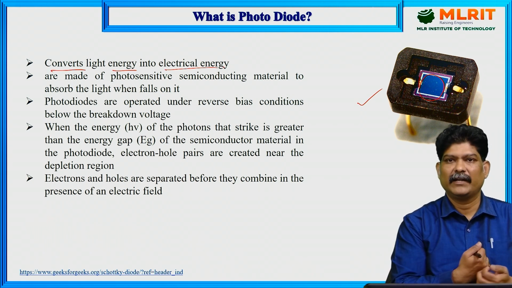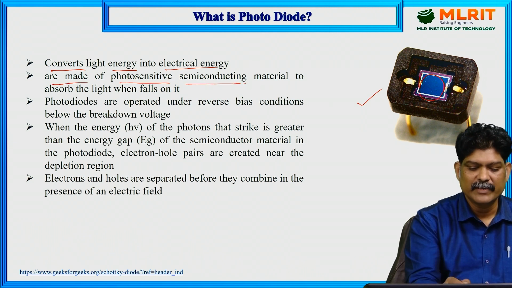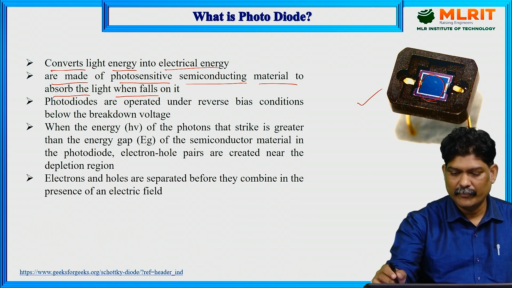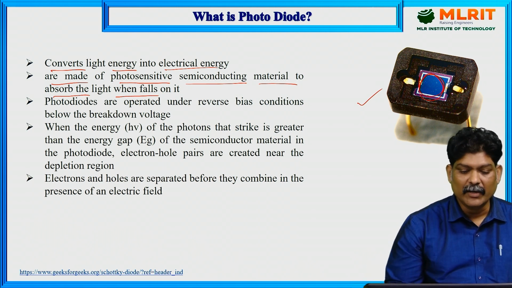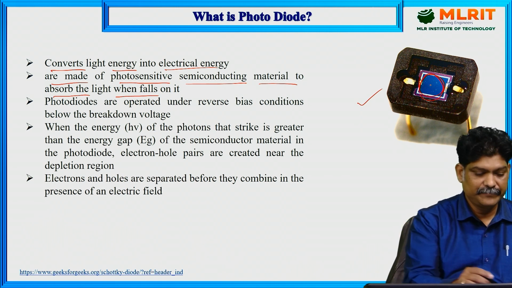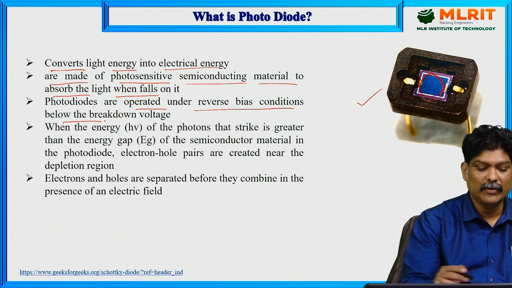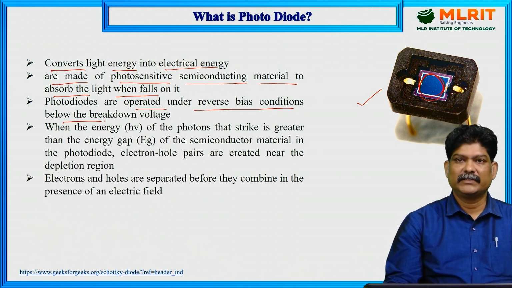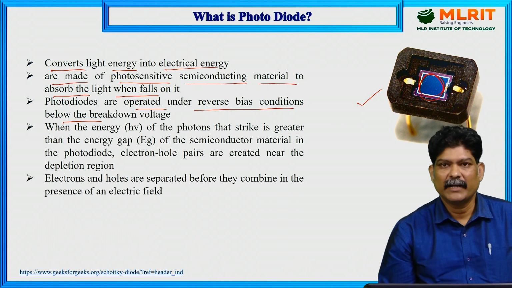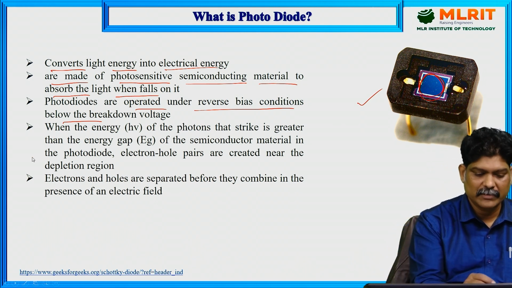The photodiode is made up of photosensitive semiconducting material to absorb the light that falls on it. Photodiodes are operated under reverse bias condition below the breakdown voltage. So this is the basic feature of photodiode. It works under reverse bias and that too below breakdown voltage.